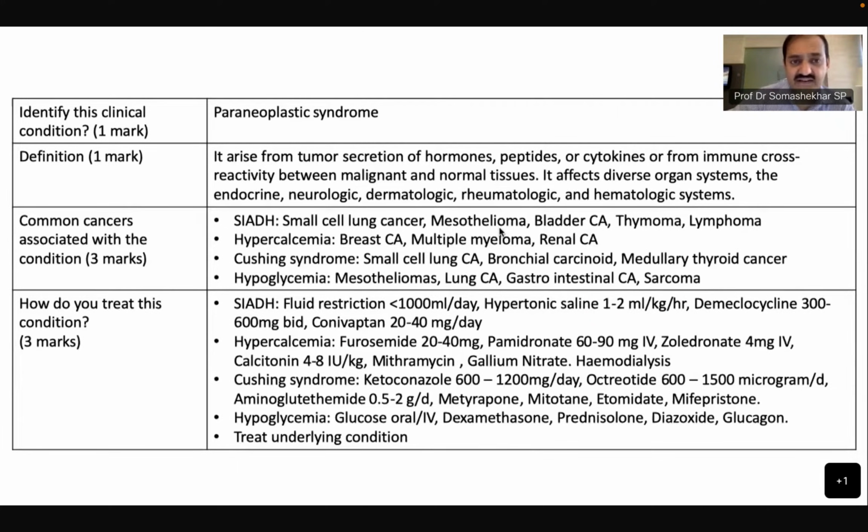I also have a slide. You must know what a paraneoplastic syndrome is. It arises from tumor secretion of hormones, peptides, and cytokines, and the commonest tumor paraneoplastic syndrome is SIADH. That is small cell lung carcinoma, which is also noted in mesothelioma, bladder cancer, thymoma, lymphoma.